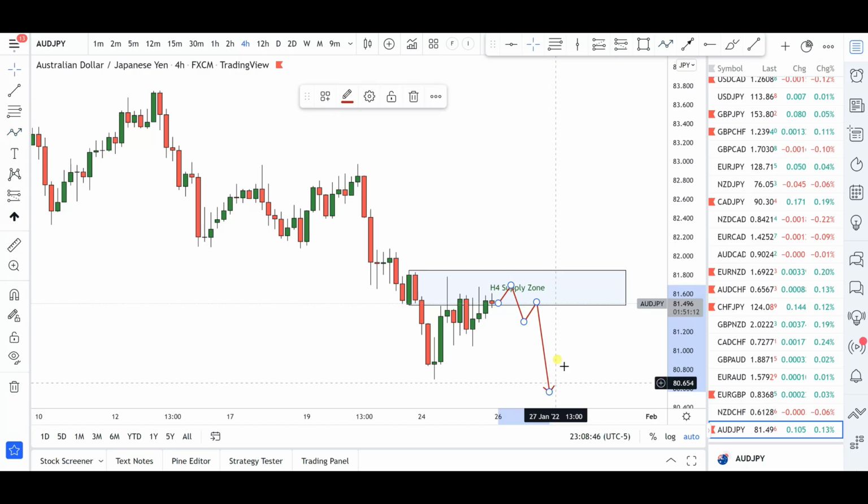All right, so those are all the currency pairs that are giving me a structural level at this particular point, based on the moves that we've gotten from earlier in the week on Monday and Tuesday. So let's see how it goes.